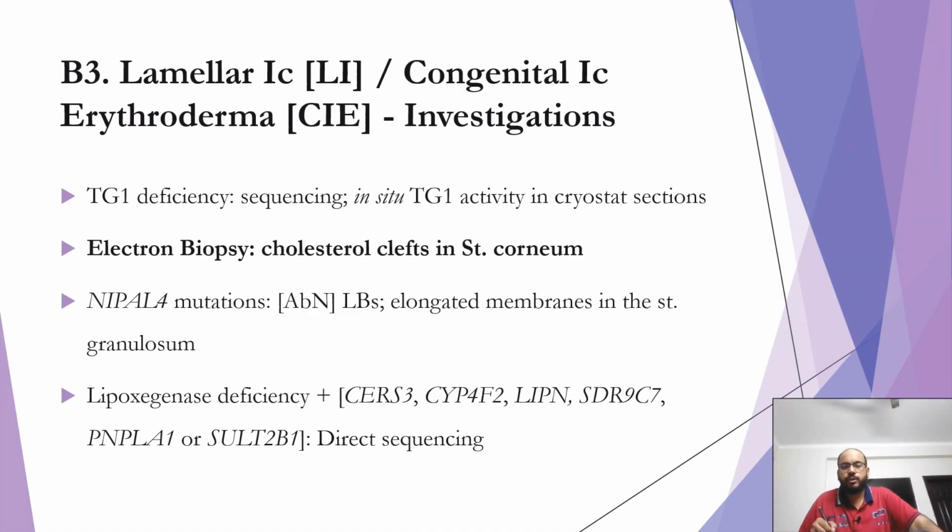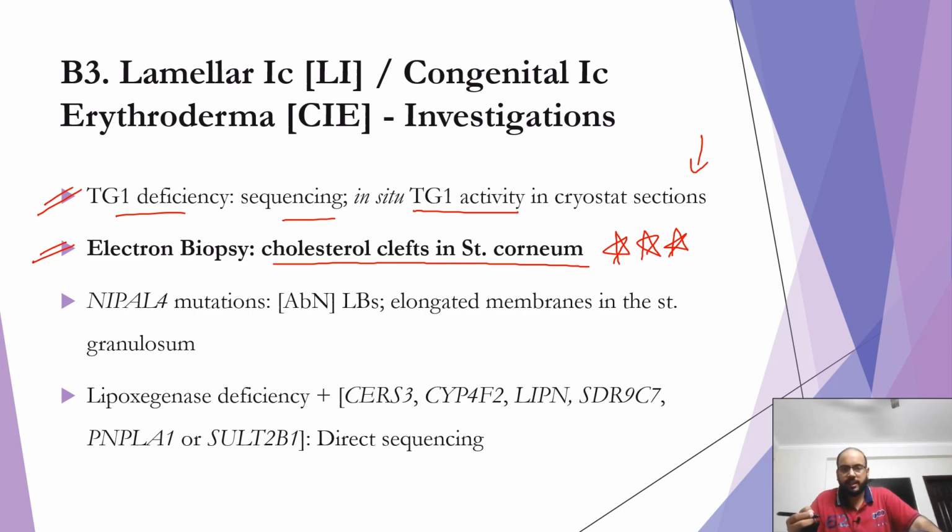So, what other investigations would you go for? In transglutaminase 1 deficiency, you can sequence the gene and find out the activity of transglutaminase 1. Of course, it would be reduced in lamellar ichthyosis. If you do electron microscopy, you see cholesterol clefts in the stratum corneum, and this is a very important feature. It's a striking feature in ARCI, in lamellar ichthyosis and congenital ichthyosiform erythroderma, in which you have malformed lamellar bodies in between the cells, leading to formation of cholesterol clefts. In NIPAL4 mutations, you have abnormal lamellar bodies and elongated membranes in the stratum granulosum.